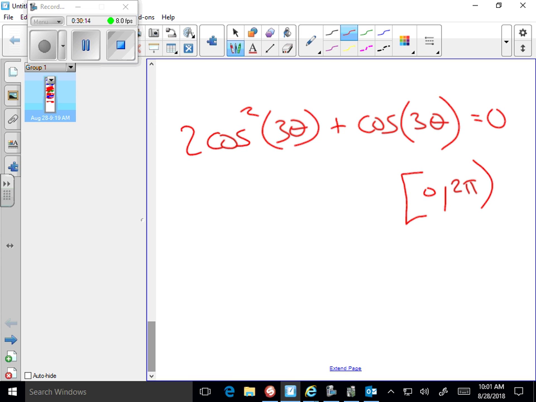And then divide all of those by 3. Theta equals 2 pi over 9, 4 pi over 9, 8 pi over 9, 10 pi over 9, pi over 9, 16 pi over 9, and pi over 6, 3 pi over 6, 9 pi over 6, 11 pi over 6.